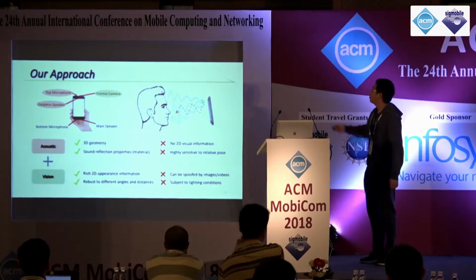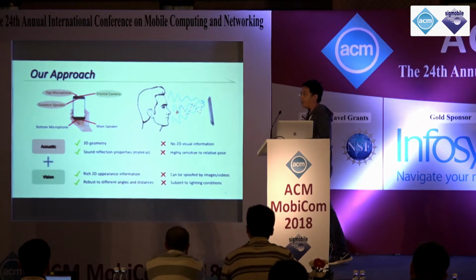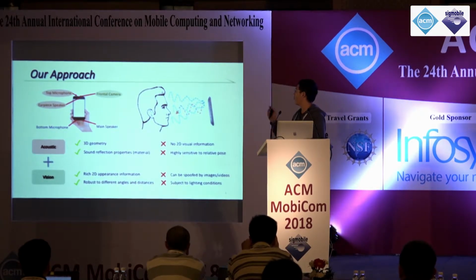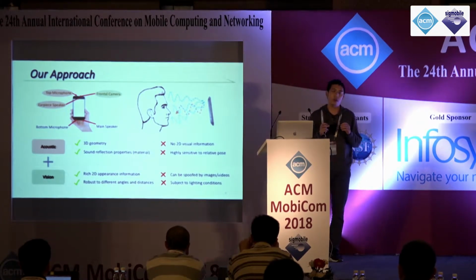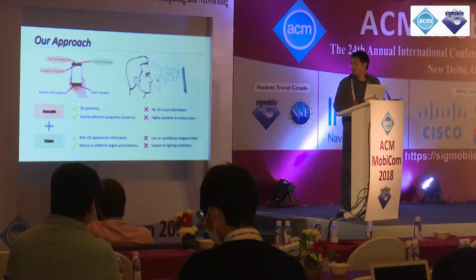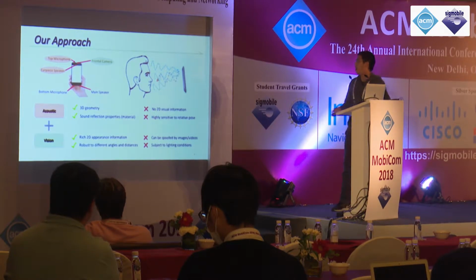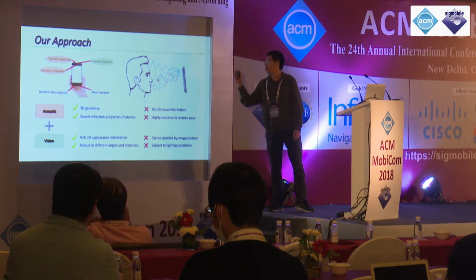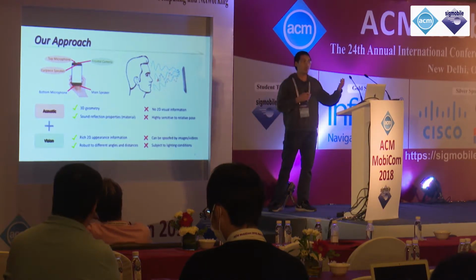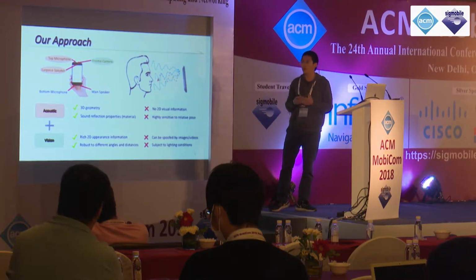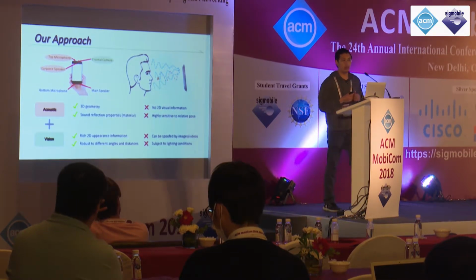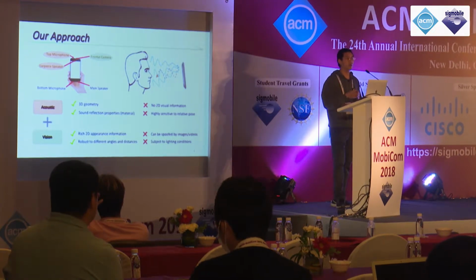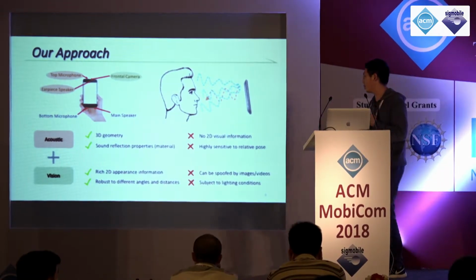This figure shows the basic idea of our approach. We use the top microphone, earpiece speaker, and the frontal camera as a combination of hardware for authentication. AccuPrint emits the acoustic signal from the earpiece speaker, which gets bounced back from your face. We extract reliable features from the reflected signals, and these features are combined with the visual features for authentication.